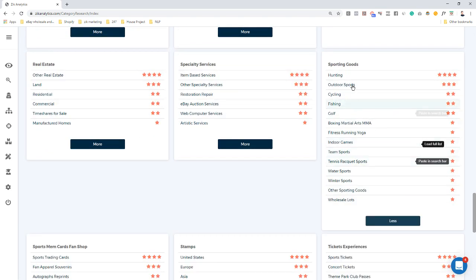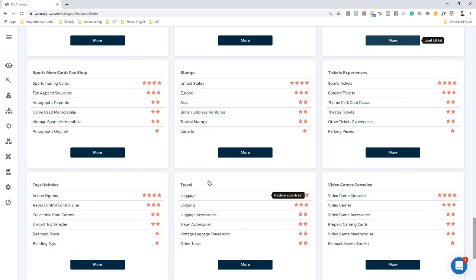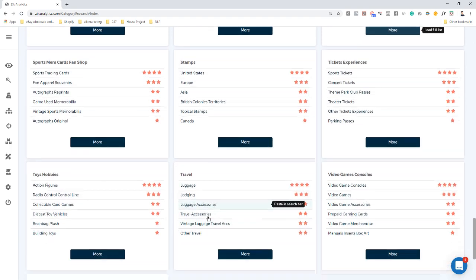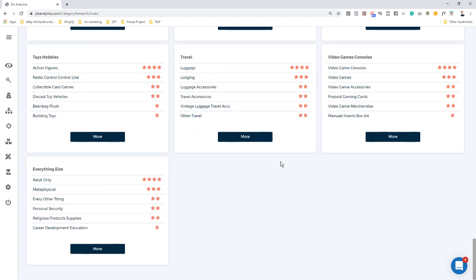And of course, if you click the more button, you'll see all the subcategories here. Stamps, also not too many things. Sports memorabilia cards, also not too many things. Tickets, also nothing. Travel, a lot of good products. Toys and hobbies, some good products, and everything else.